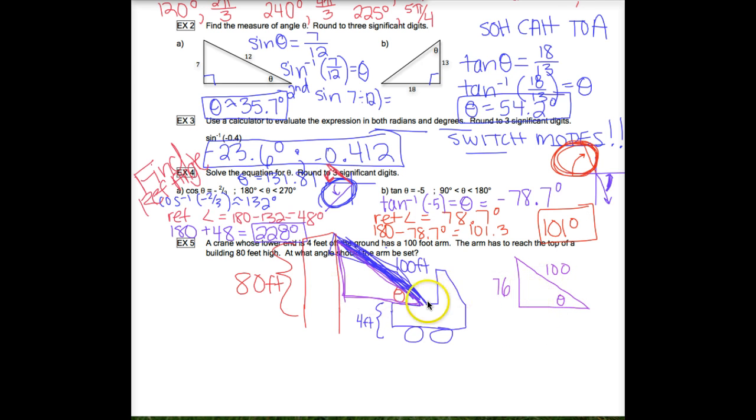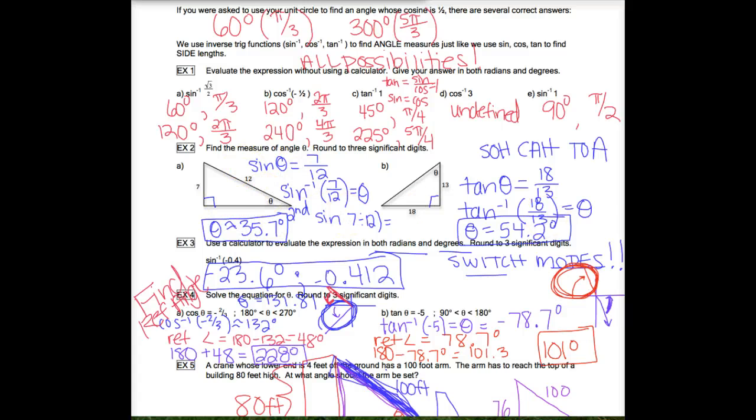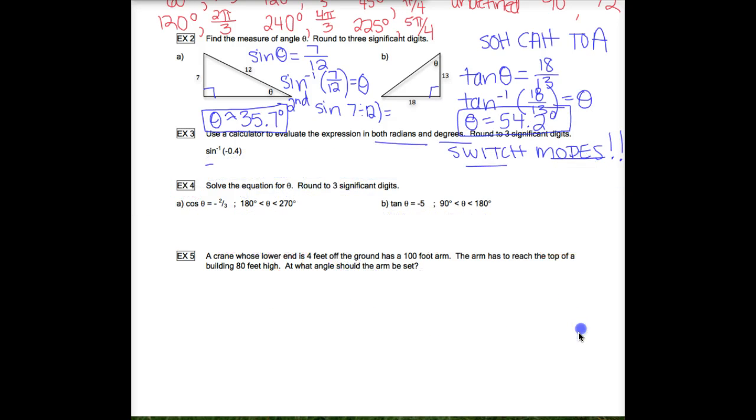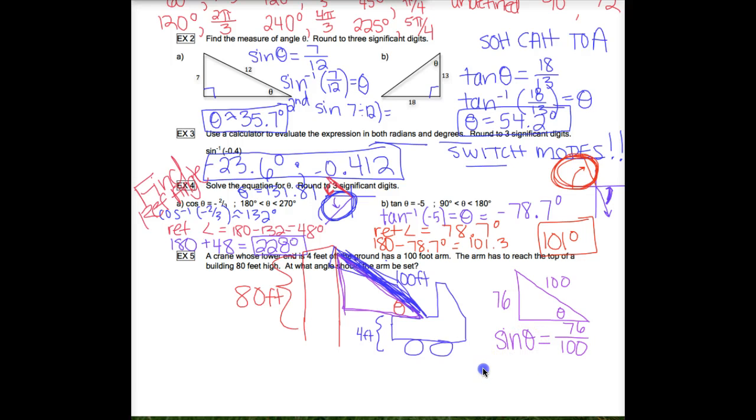So now that I've drawn the picture and not let them trick me with this 80 and this 4, now it's exactly like these ones that I had up here. So look at what you've got. In relationship to the theta, I have the opposite and the hypotenuse. So sine of theta equals 76 over 100. Since I'm looking for the angle, that means I'm going to do inverse sine of 76 over 100 to find theta. So punch it into your calculator, make sure it's in degree mode. And you should get 49.5 degrees for your theta. So that is the angle at which the arm should be set.